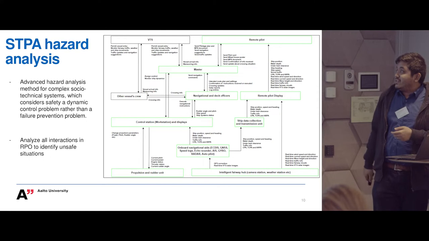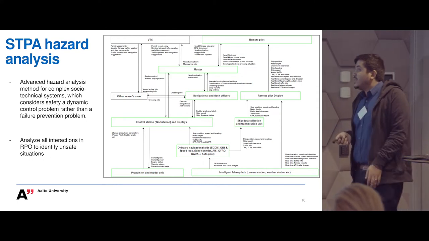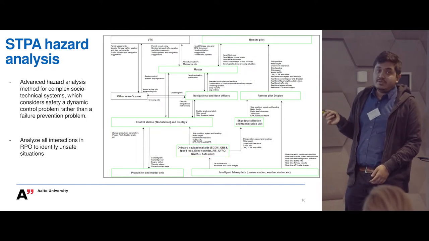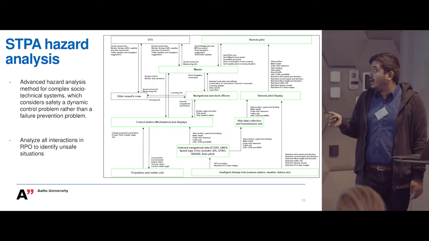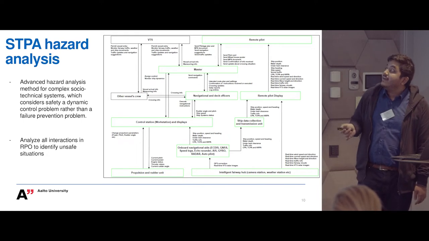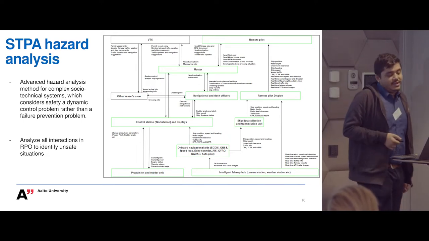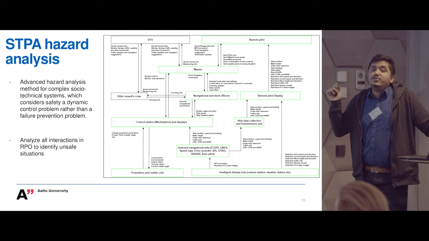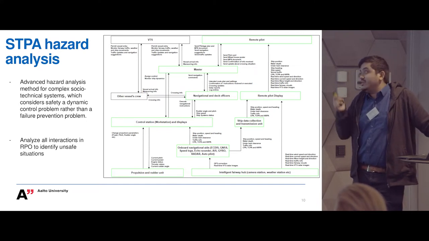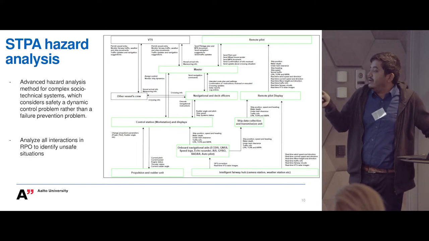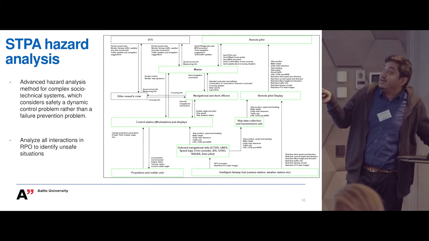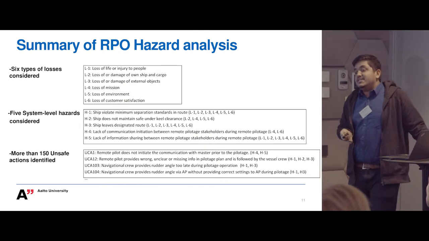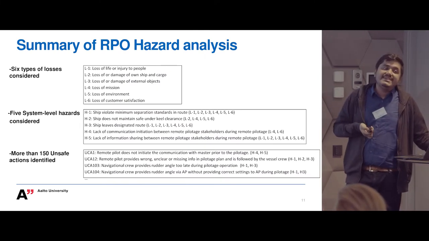As you can see on the right, we first define this kind of control structure. It's a simplified version where you have all the actors involved in the remote pilotage, like the remote pilot, master, deck officers, and so on. We also have all the components involved, like the fairway hub, displays, and so on, also coming from the SIP. And other actors like VTS and other vessels' crew are not fully covered in this analysis, but the green ones are. Once we know the interactions between these actors and components, we take the interactions mentioned in the downward arrows, which are the functions of each actor, and we assess them in order to identify unsafe situations.